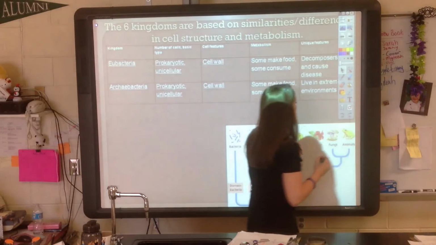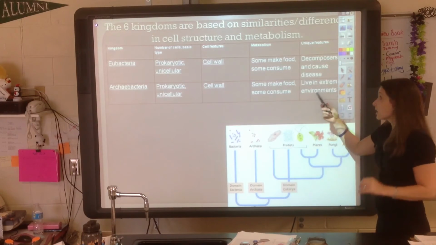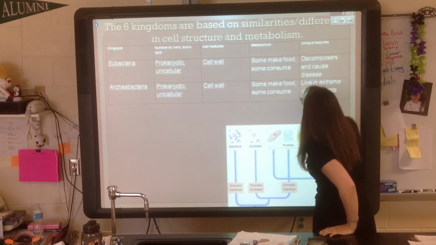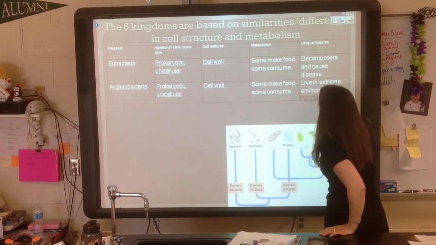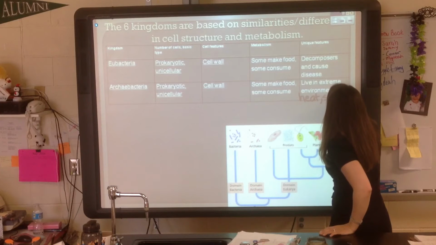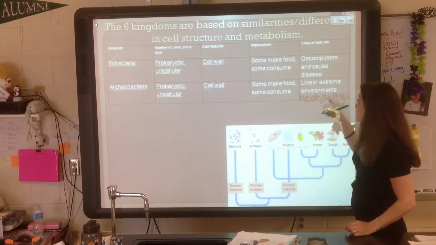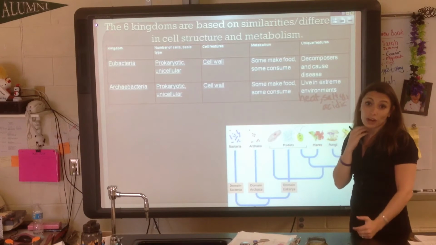The big difference that we see here is that archaea live in extreme environments. And what we mean by extreme environments is where it's really hot, where it's really salty, and where it's really acidic. Remember, heat, acid, and salt can denature enzymes.